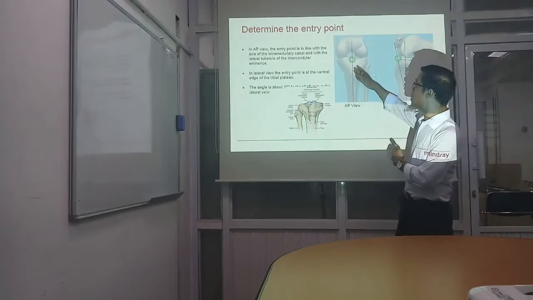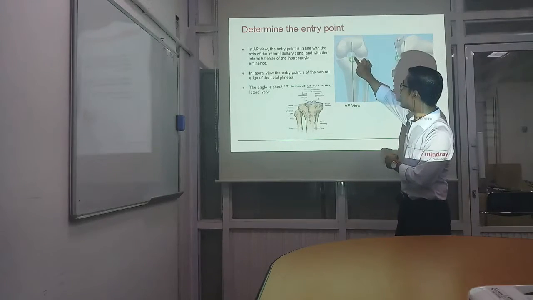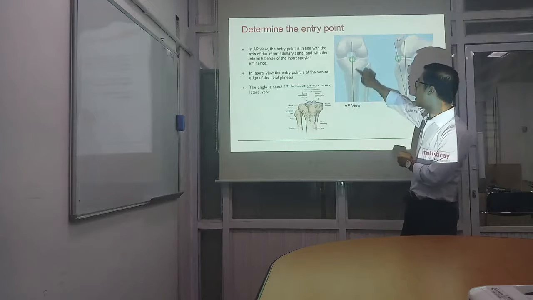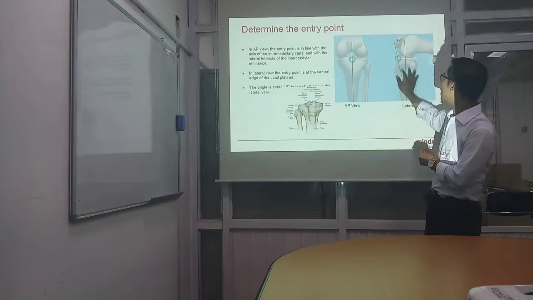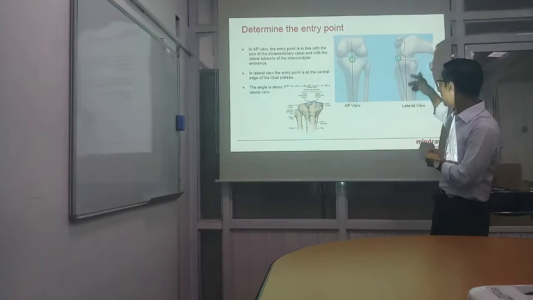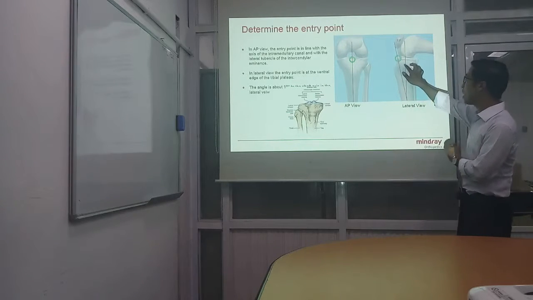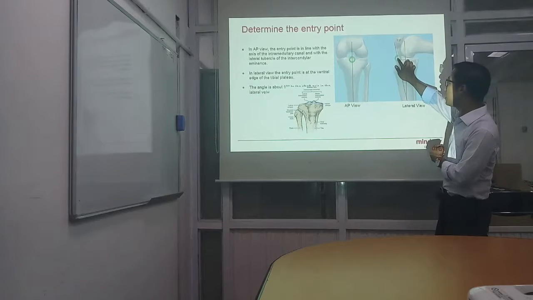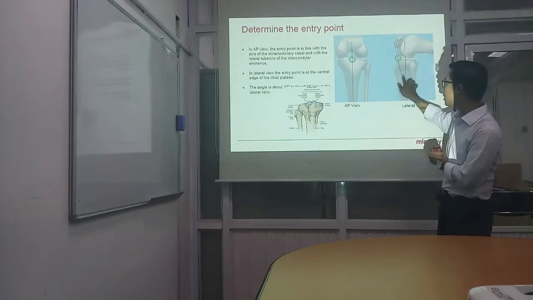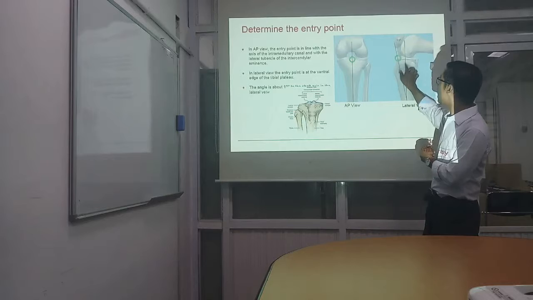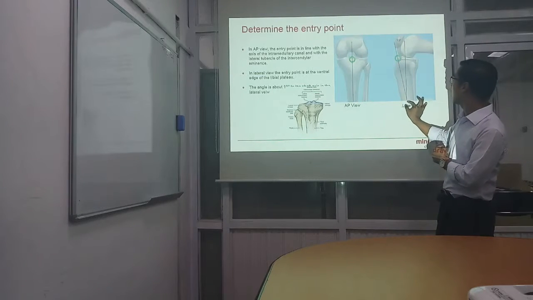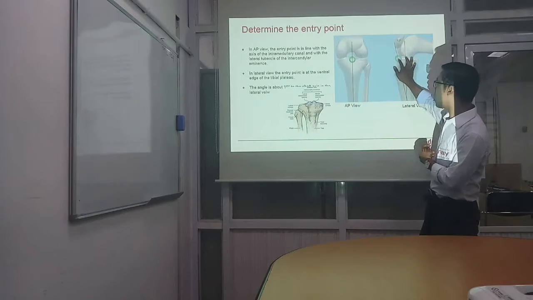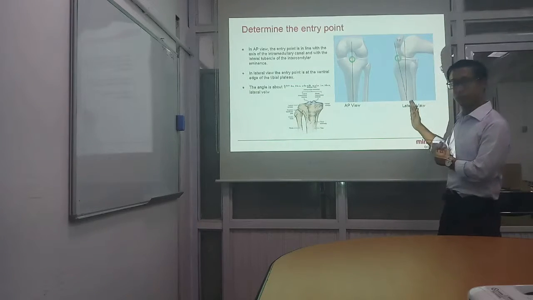In an anterior-posterior view, the entry point is in line with the axis of the intramedullary canal and with the lateral tubercle of the condylar eminence. In lateral view, the entry point is at the ventral edge of the tibial plateau. The angle is 10 degrees to the shaft axis in the lateral view.